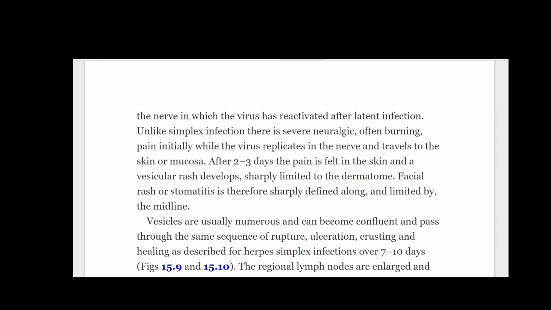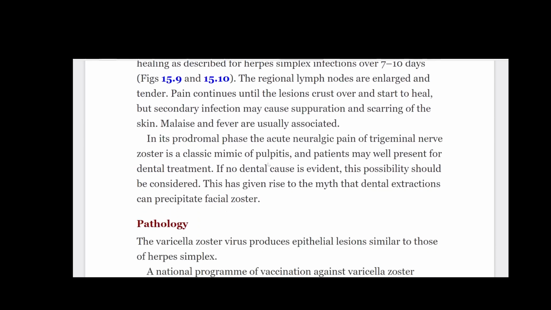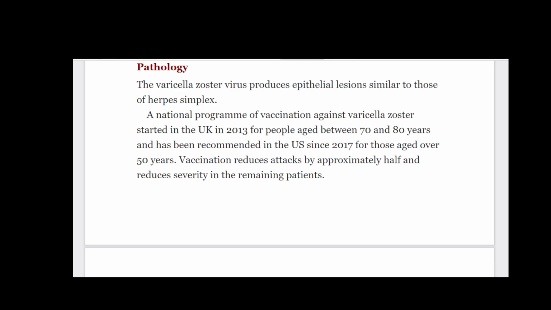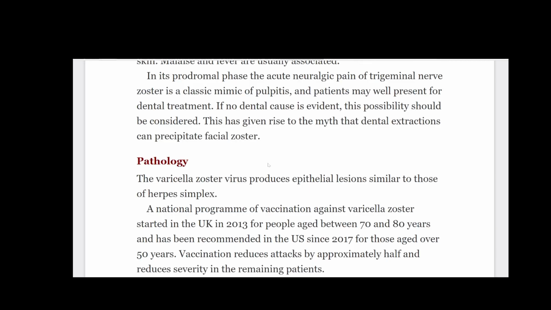Unlike simplex infection, there is severe neuralgic, often burning, pain initially while the virus replicates in the nerve and travels to the skin or mucosa. After 2 to 3 days the pain is felt in the skin and a vesicular rash develops, sharply limited to the dermatome. Facial rash or stomatitis is therefore sharply defined along, and limited by, the midline. Vesicles are usually numerous and can become confluent and pass through the same sequence of rupture, ulceration, crusting and healing as described for herpes simplex infections over 7 to 10 days, figs 15.9 and 15.10.